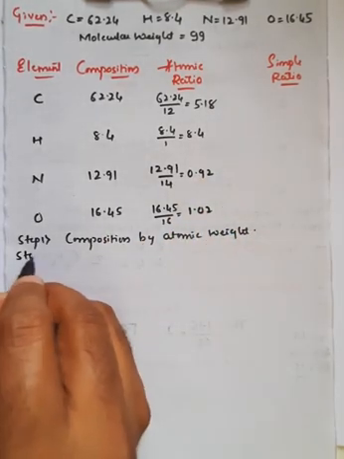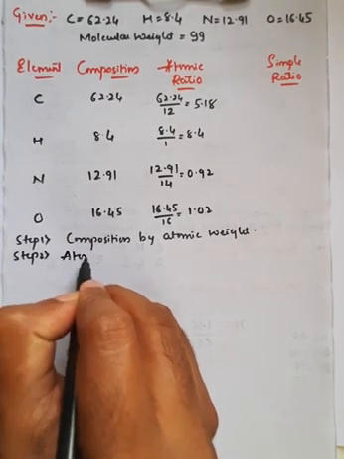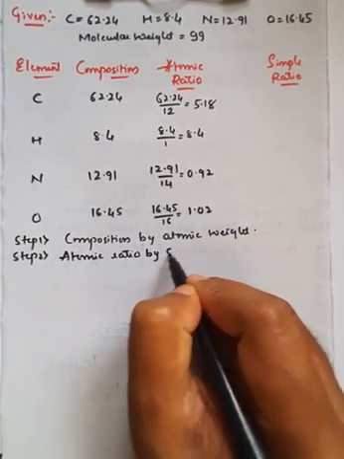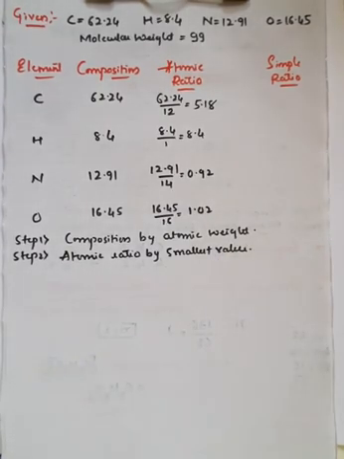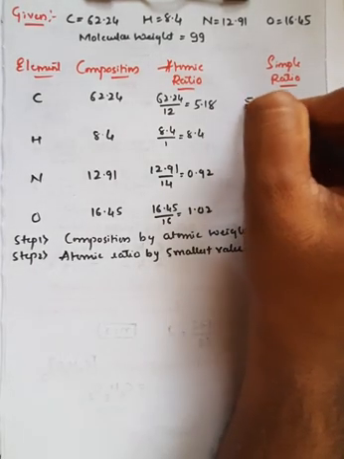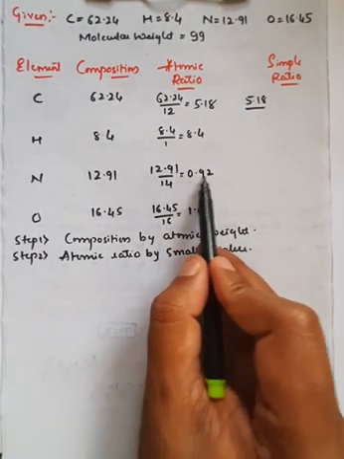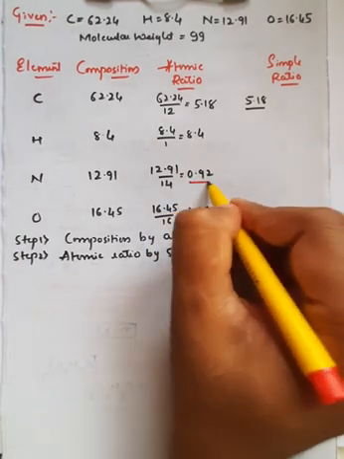And in step 2, what do we have to do? Divide all the atomic ratios by the smallest value, to get the simple ratio. Be careful with the smallest value. If you change the smallest value, the overall problem will be wrong. Out of these 4 values, the smallest value is 0.92.